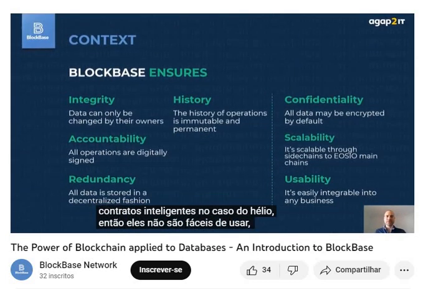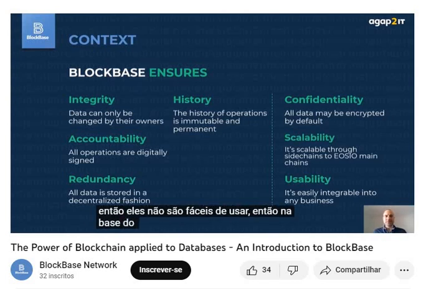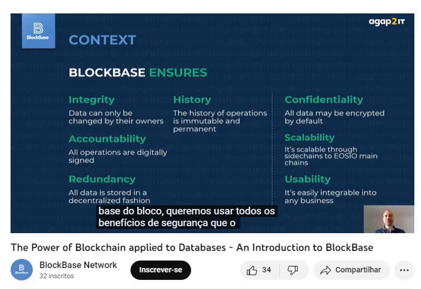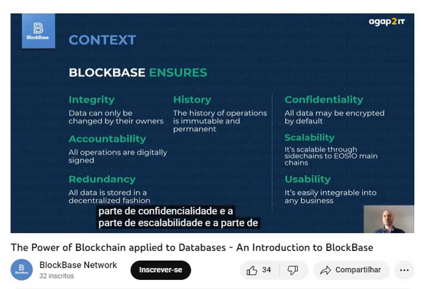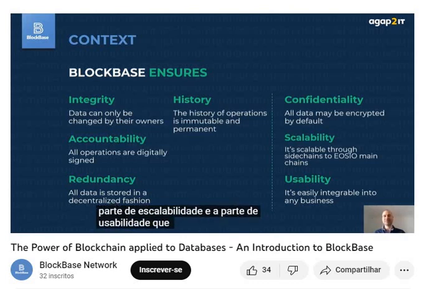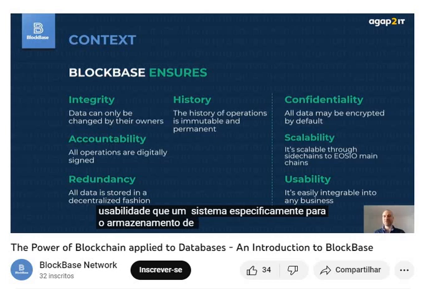Okay. So in BlockBase, we want to use all the benefits of security that blockchain gives you, but also solve the confidentiality part and the scalability part and the usability part, and target the system specifically for the storage of databases. So how do we solve confidentiality?